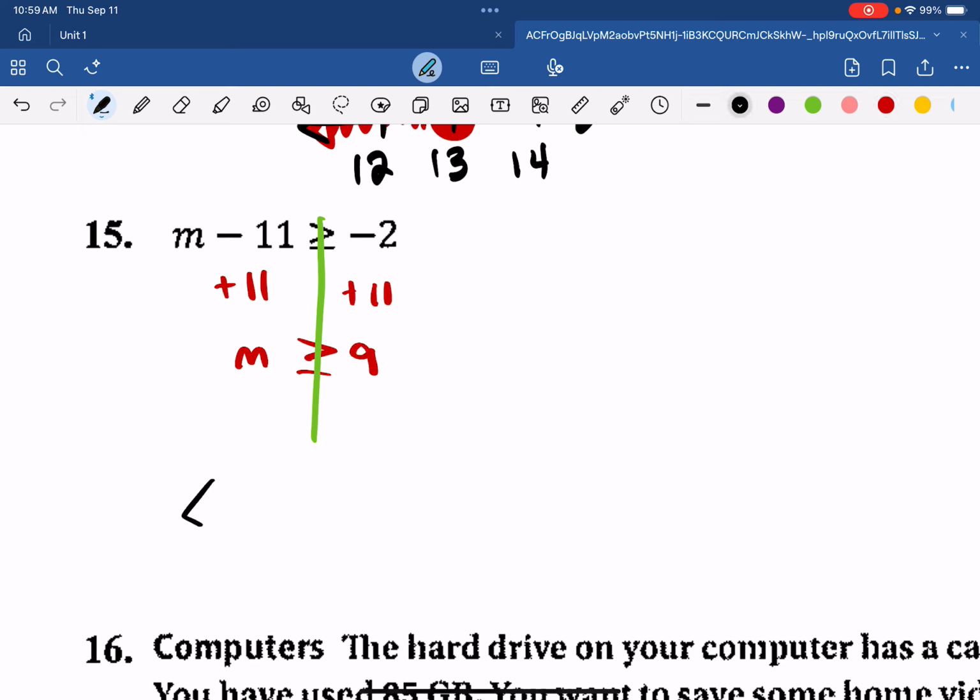Ready to graph? So I plot my critical point at 9. I graph a number on either side. I notice that I should have a filled in dot because of my line underneath. And m is greater than, so I'm going to shade in the positive direction.